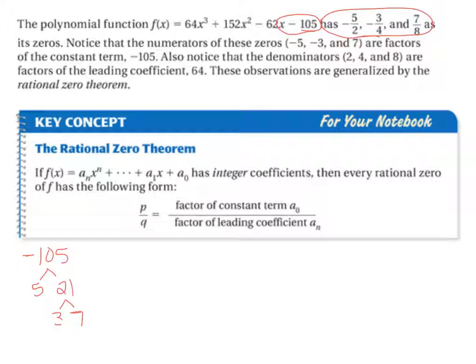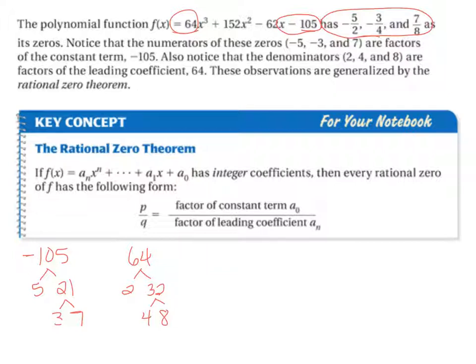Sorry. These are all factors of the constant term, -105. Notice also that the denominators, 2, 4, and 8, are factors of the leading coefficient, 64. 2 times 32, 4 times 8. So the numerator is all of the factors of the constant term, and the denominator is the factors of the leading coefficient.